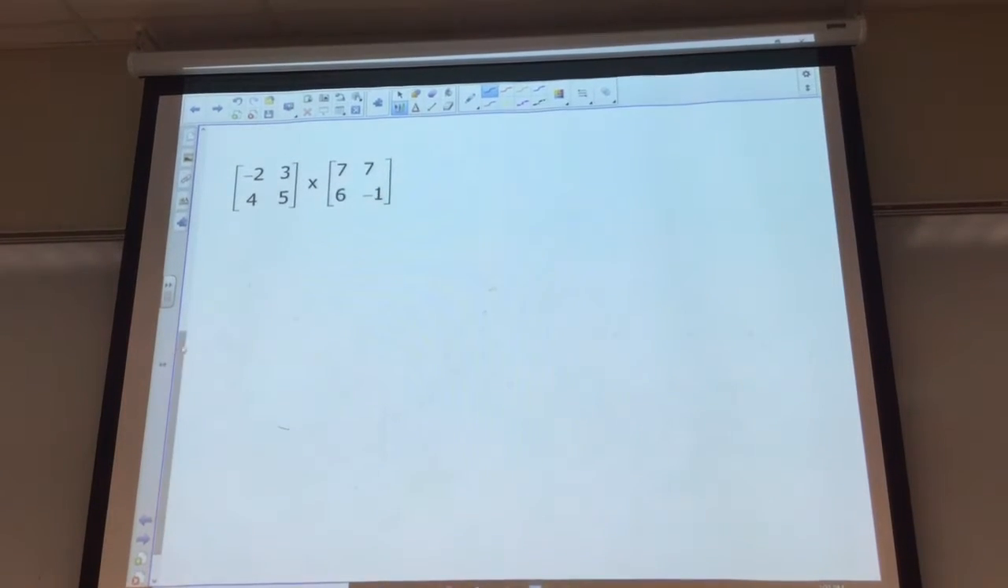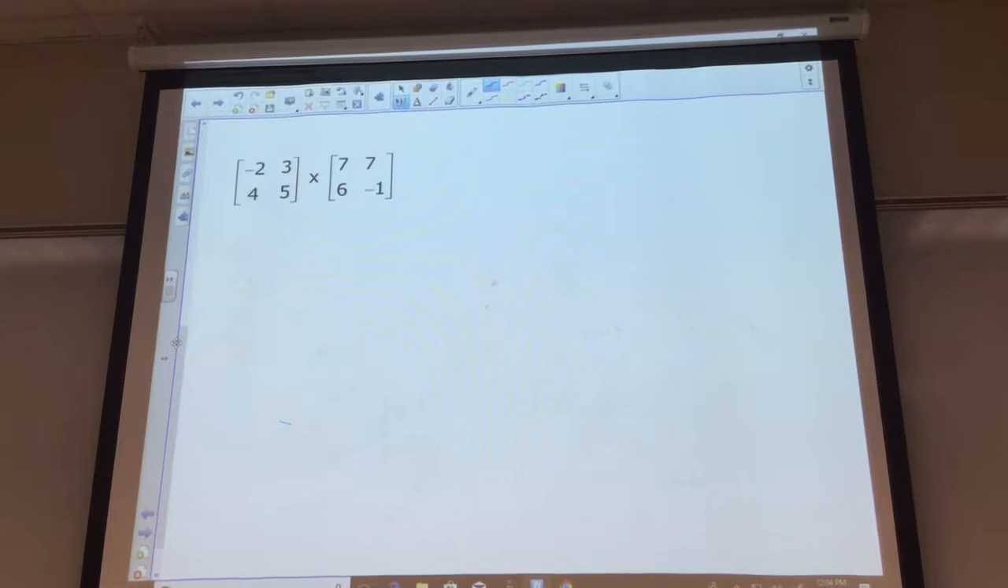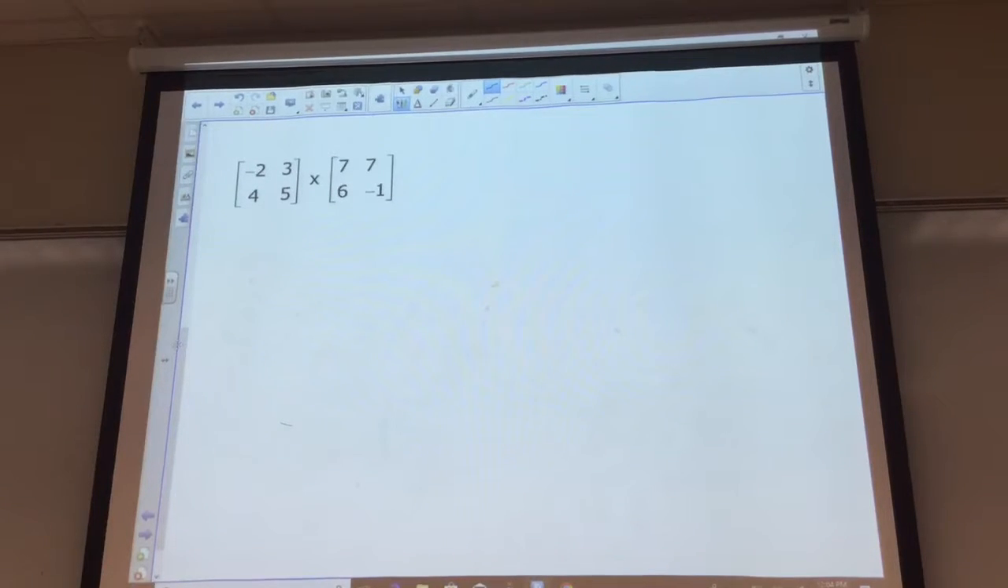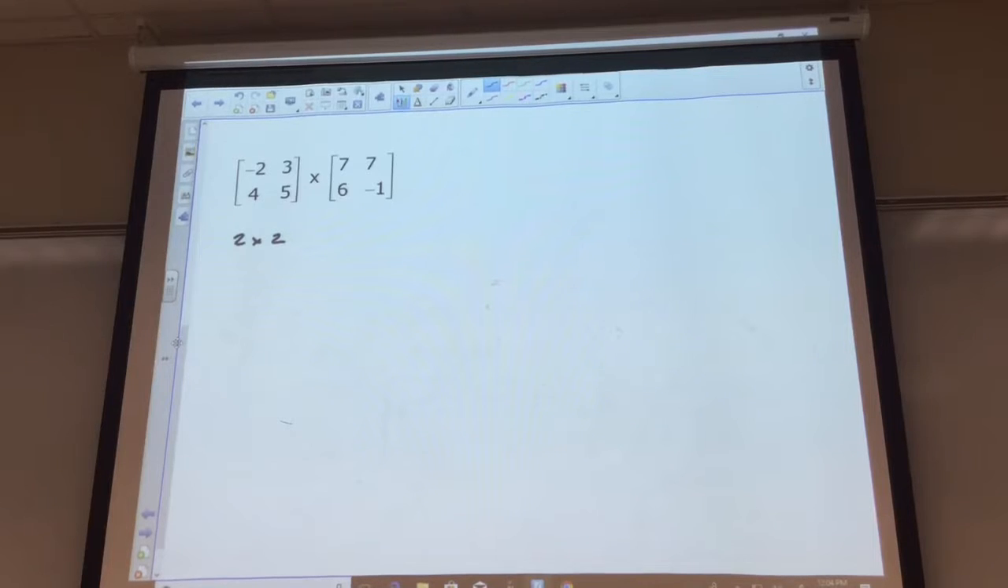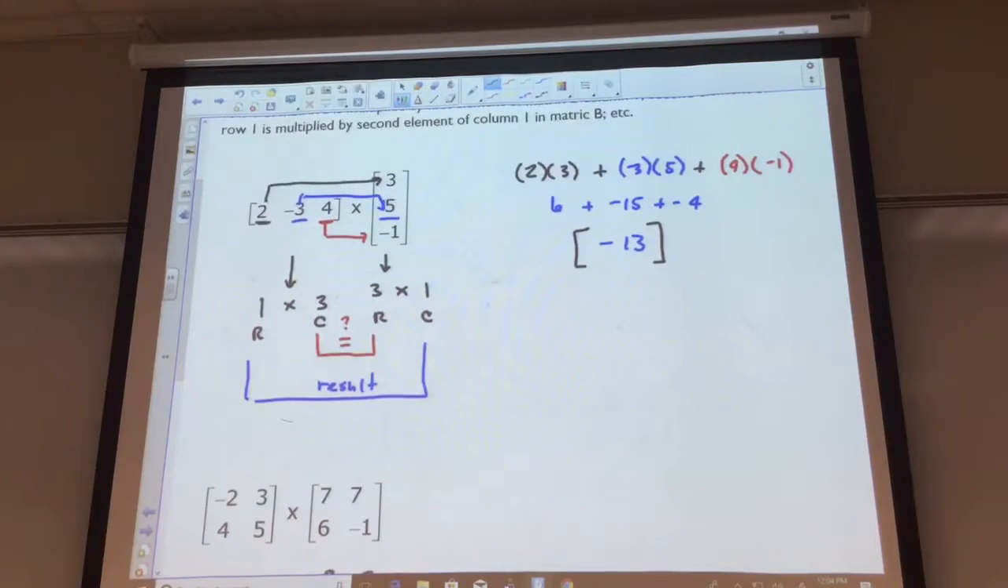So what is the size in our second example? How large is the first matrix? What's its size? 2 by 2. How large is the second matrix? 2 by 2. Also 2 by 2. Could these 2 matrices be added together? Yes, they could. Could these 2 matrices up here have been added together? No, they could not, but they can be multiplied.